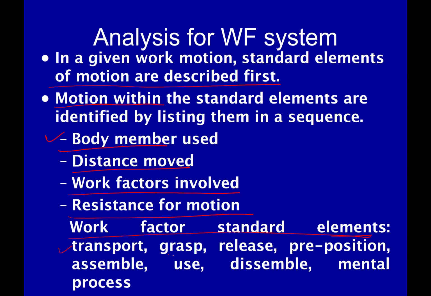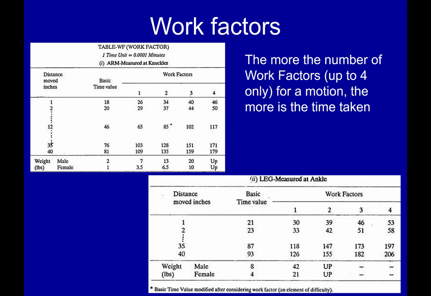I have already told you: transport, release, grasp, preposition, assemble, and use. So the point here is these elements are being performed by the different body members over distances traveled, leading to the involvement of different factors and the degree of resistance or the weight which is to be handled. There are about 6-7 tables, which will give you a clearer idea of what I am talking about.